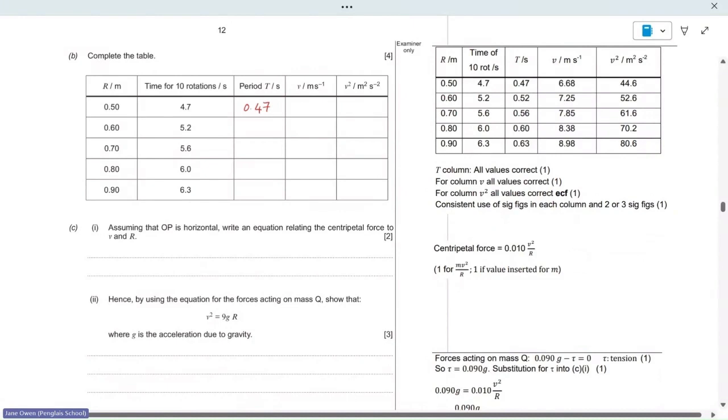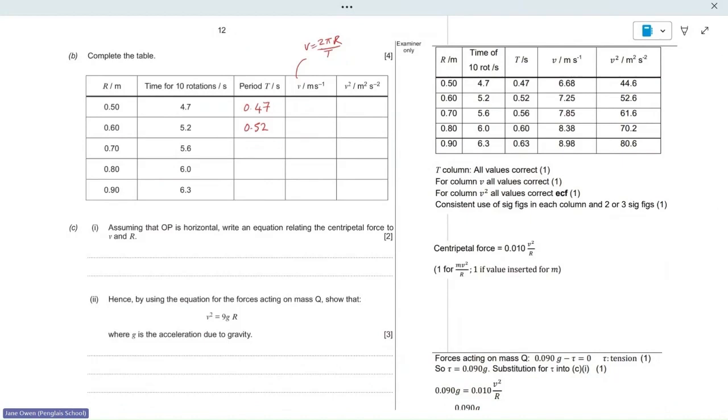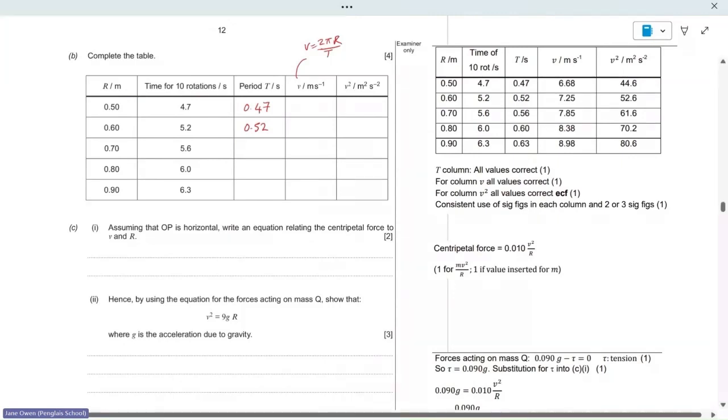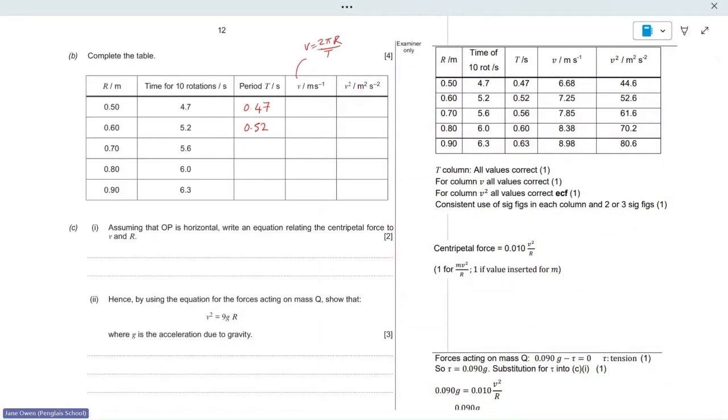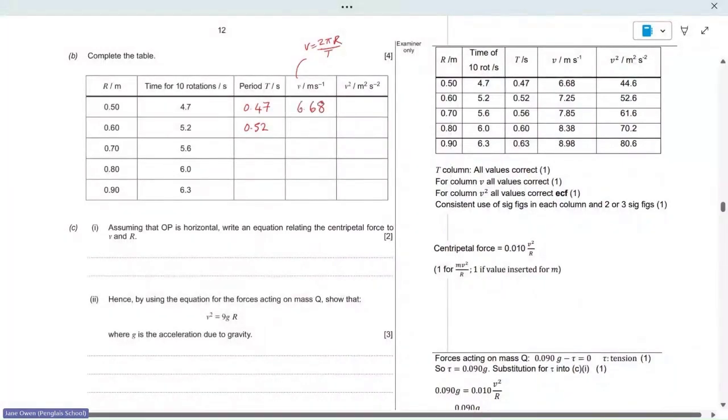We won't add another one at all the way down. And then what we've got to do is find V using your equation, V equals 2 pi R over T. So putting in 0.5 and 0.47, we can get an answer, for example 6.684, which you would round to 3 significant figures. You could leave it as 2 significant figures, but you can go to one more. So 6.68 is how you would leave it.